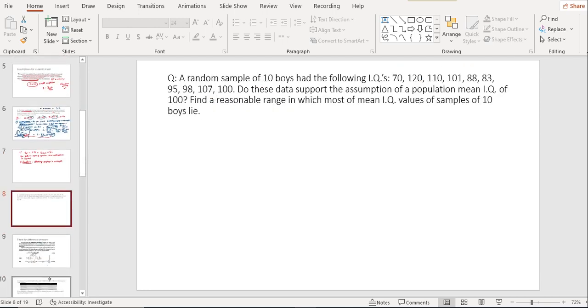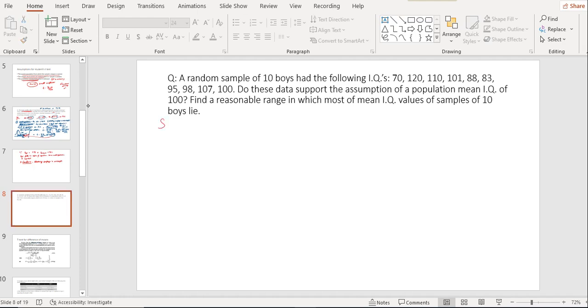Okay, let us come to the next question. In this question we are given a random sample of 10 boys with the following IQ. Does this data support the assumption of the population mean IQ of 100? Find a reasonable range in which most of the mean IQ values of a sample of 10 boys lie.